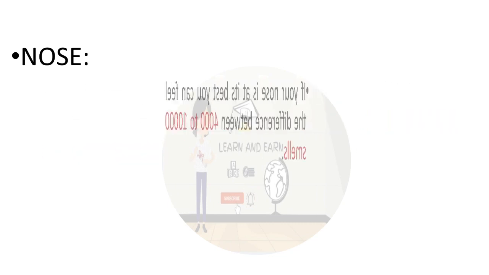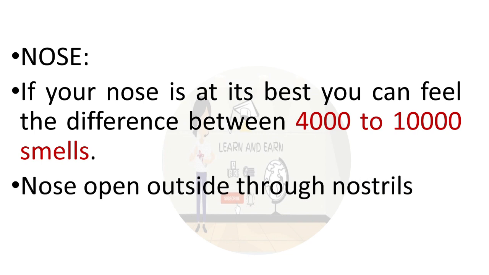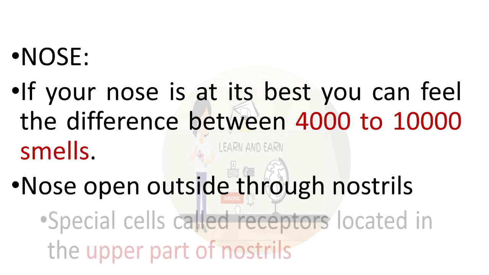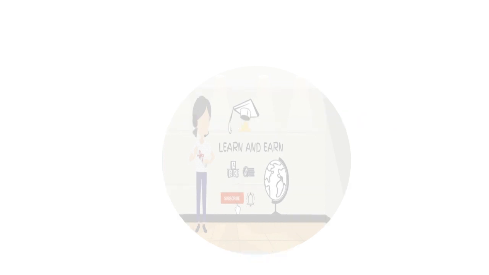Nose, the second sense organ. If your nose is at its best, you can feel the difference between 4,000 to 10,000 smells. The nose opens outside through nostrils. Special cells called receptors are located in the upper part of the nostrils.